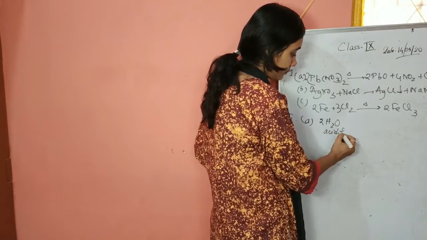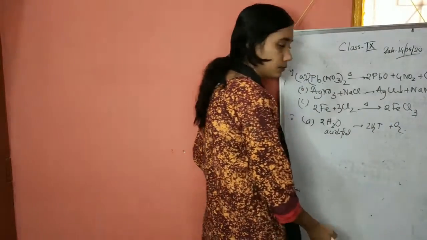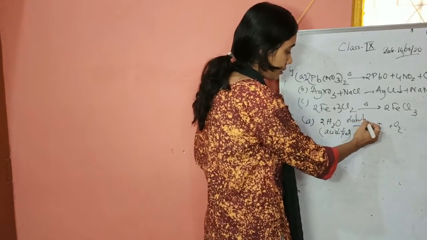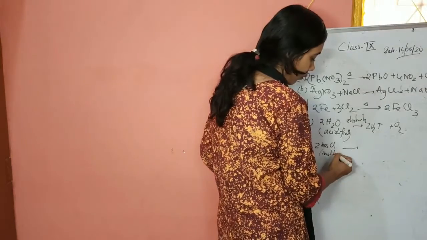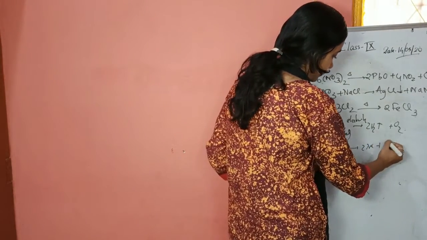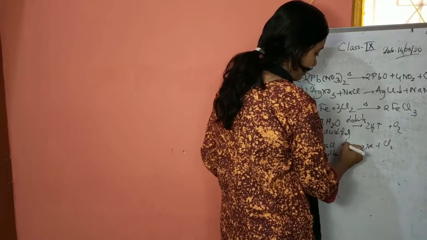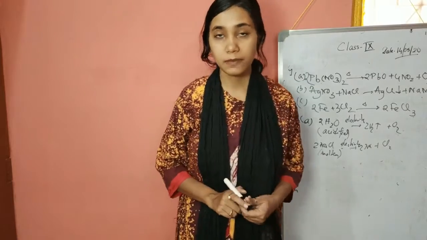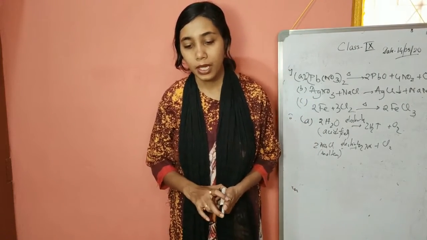Acidified, you need to write this. Then electricity, electric current, or if you are writing NaCl, you must write molten. Second is pressure, Haber's process reaction, N2 plus 3H2 gives 2NH3.